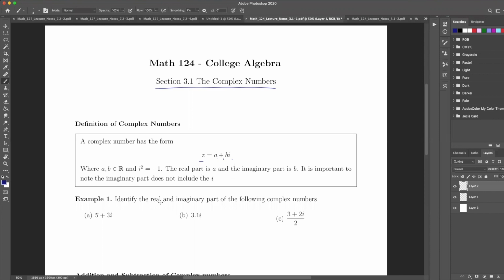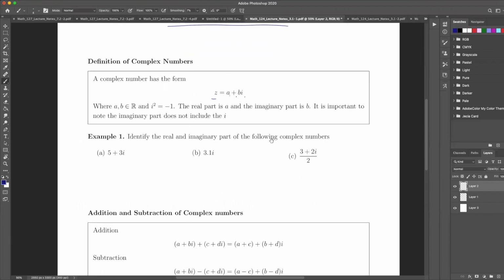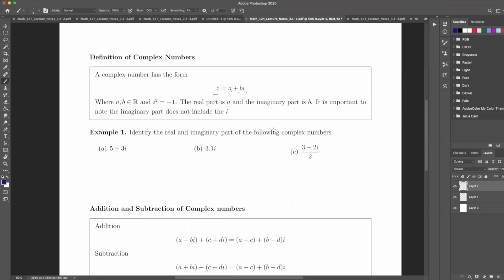So the imaginary part, let's be very clear about this. Here, the real part of this is 5. We usually say Re, the real part is 5. The imaginary is usually Im, and this is just 3. So here, the real part is 5, the imaginary part is 3. For here, the real part is 0. The imaginary part is 3.1.